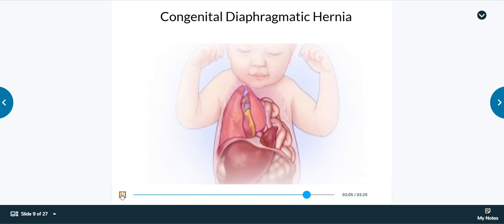Just a little side note too, if a baby is being born with congenital diaphragmatic hernia, we want to make sure the nurses know not to use a face mask or a bag mask for ventilation. It will push air into the stomach, so we want to try and avoid that as much as possible.